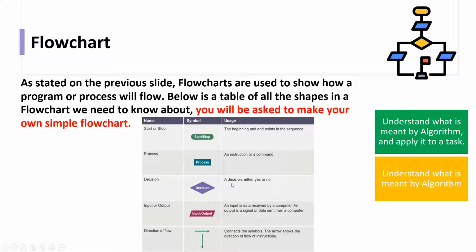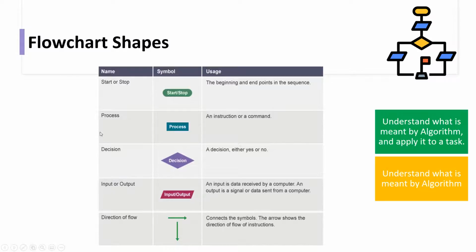A decision can either be yes or no. If you ask yourself a question, for example, "Do I want milk in my tea?" Yes or no, and you'll follow it that way. Input and output: if you're making a cup of tea again and you're putting a tea bag into a cup, you'll use one of these shapes, the slanted rectangles, and you'll say inputting the tea bag into the cup, or outputting could be pouring the kettle to get the water out. And arrows just show the flow of all the instructions, as we'll look at in a moment. There's a bigger picture of the shapes for you as well.